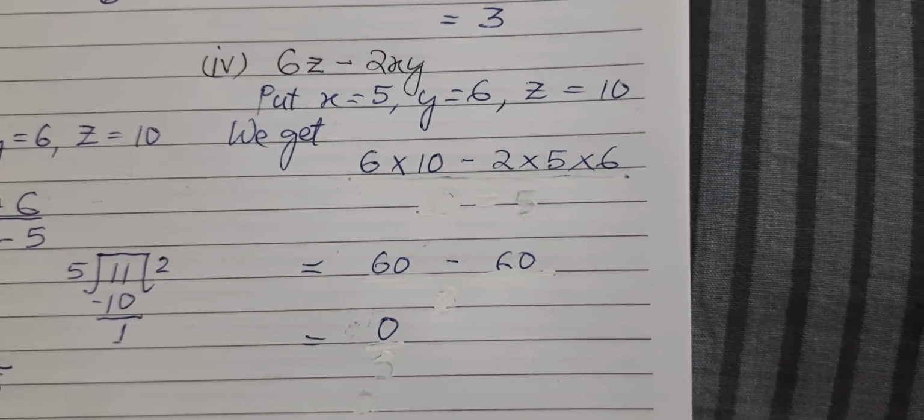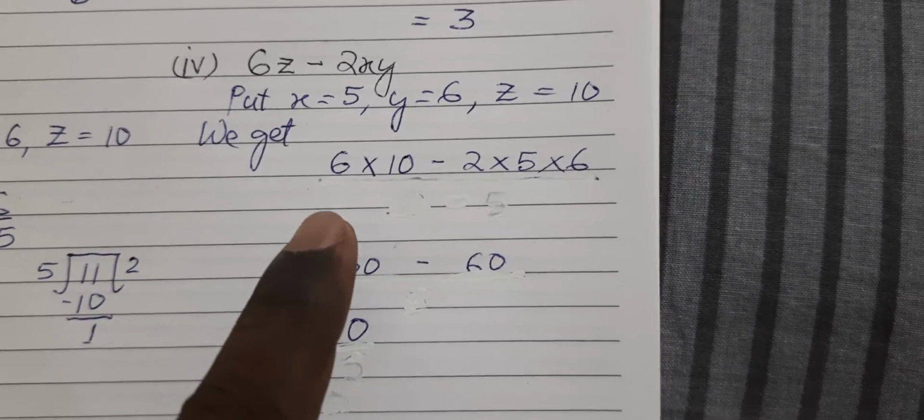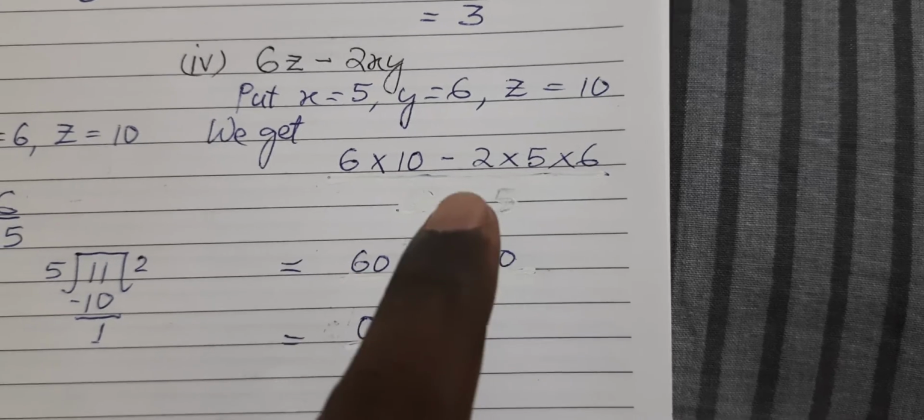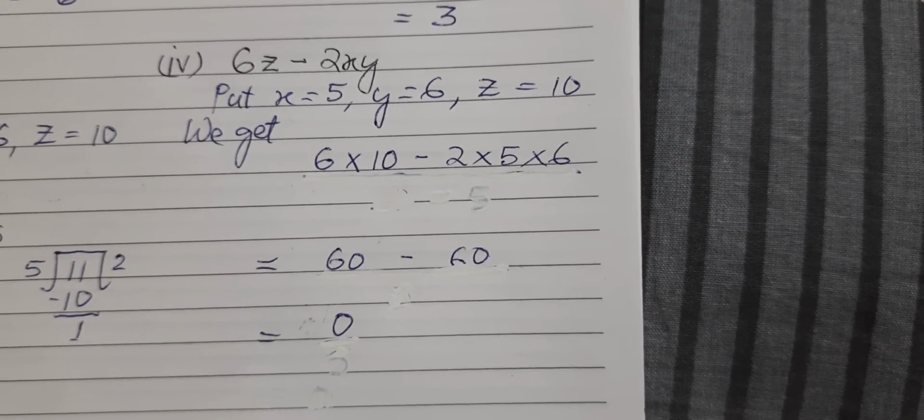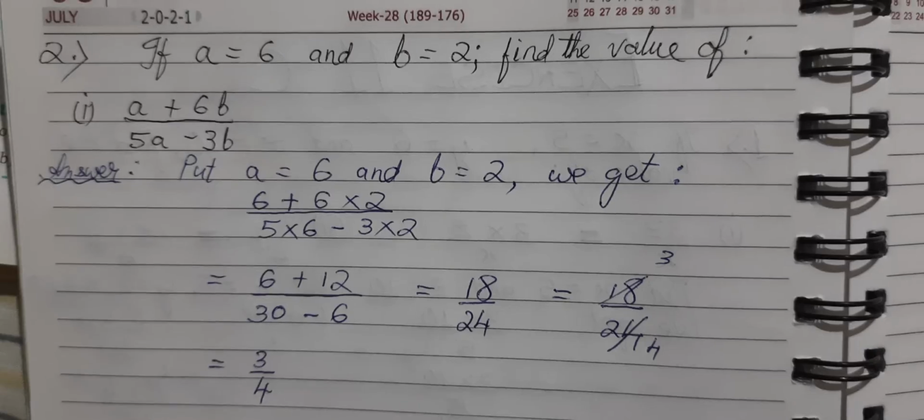Using BODMAS rule, first we have to do multiplication. So all multiplications I have done. 6 into 10 is 60. Then 2 into 5 into 6 is also 60. 60 minus 60 is 0.